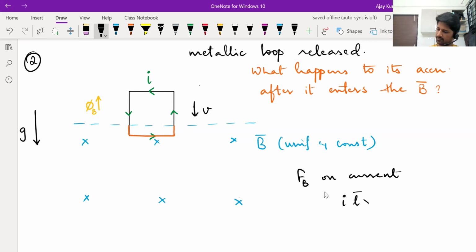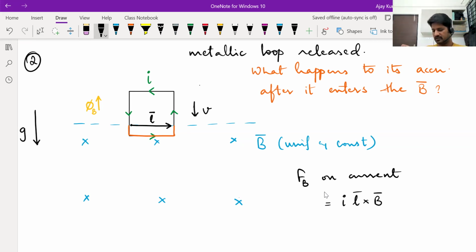It is I L cross B. Remember the proper formula, with cross product and all. The L vector should be taken from the first point of the wire to the last point of the wire on which the force is acting. So in this case, the L vector will be from here to here.